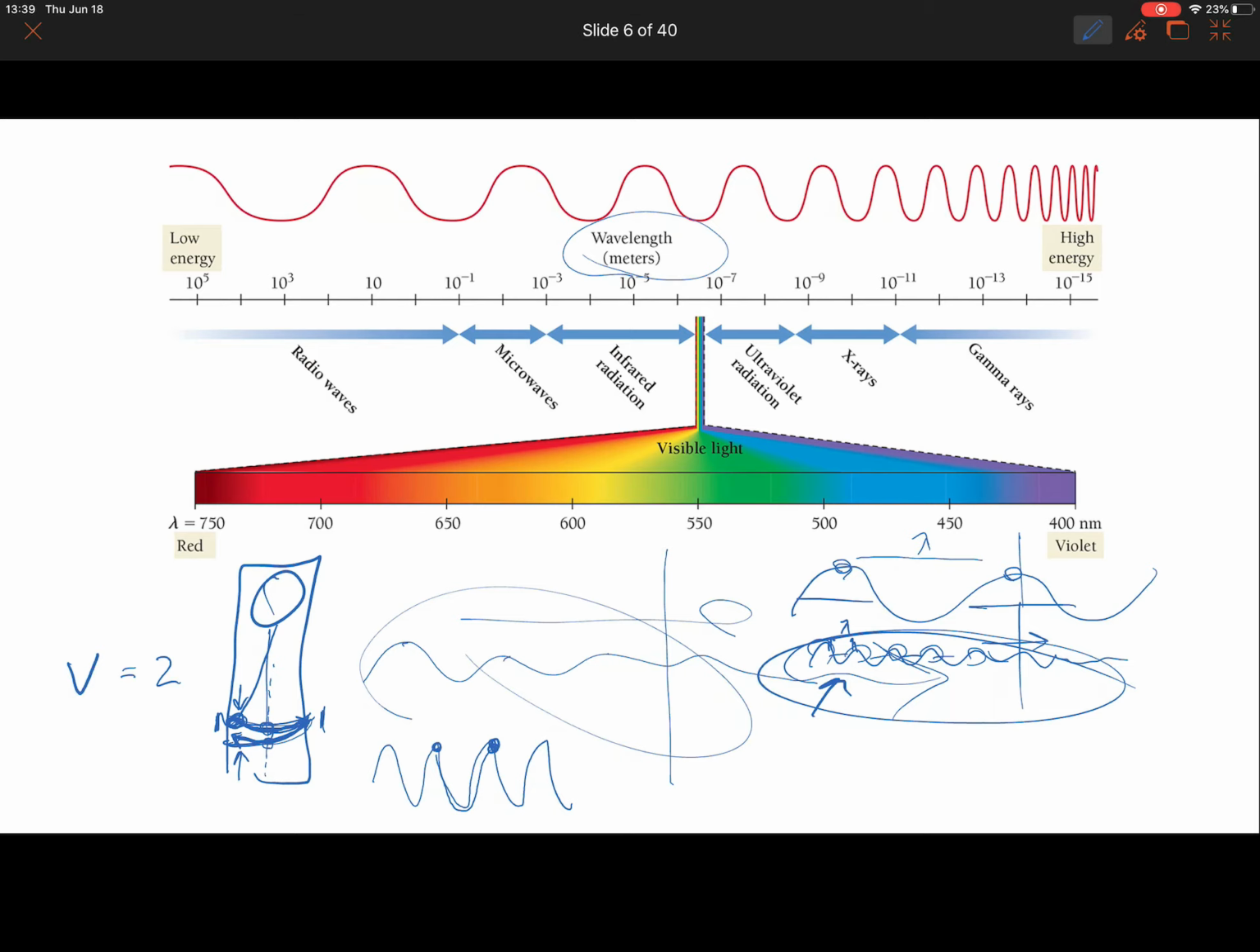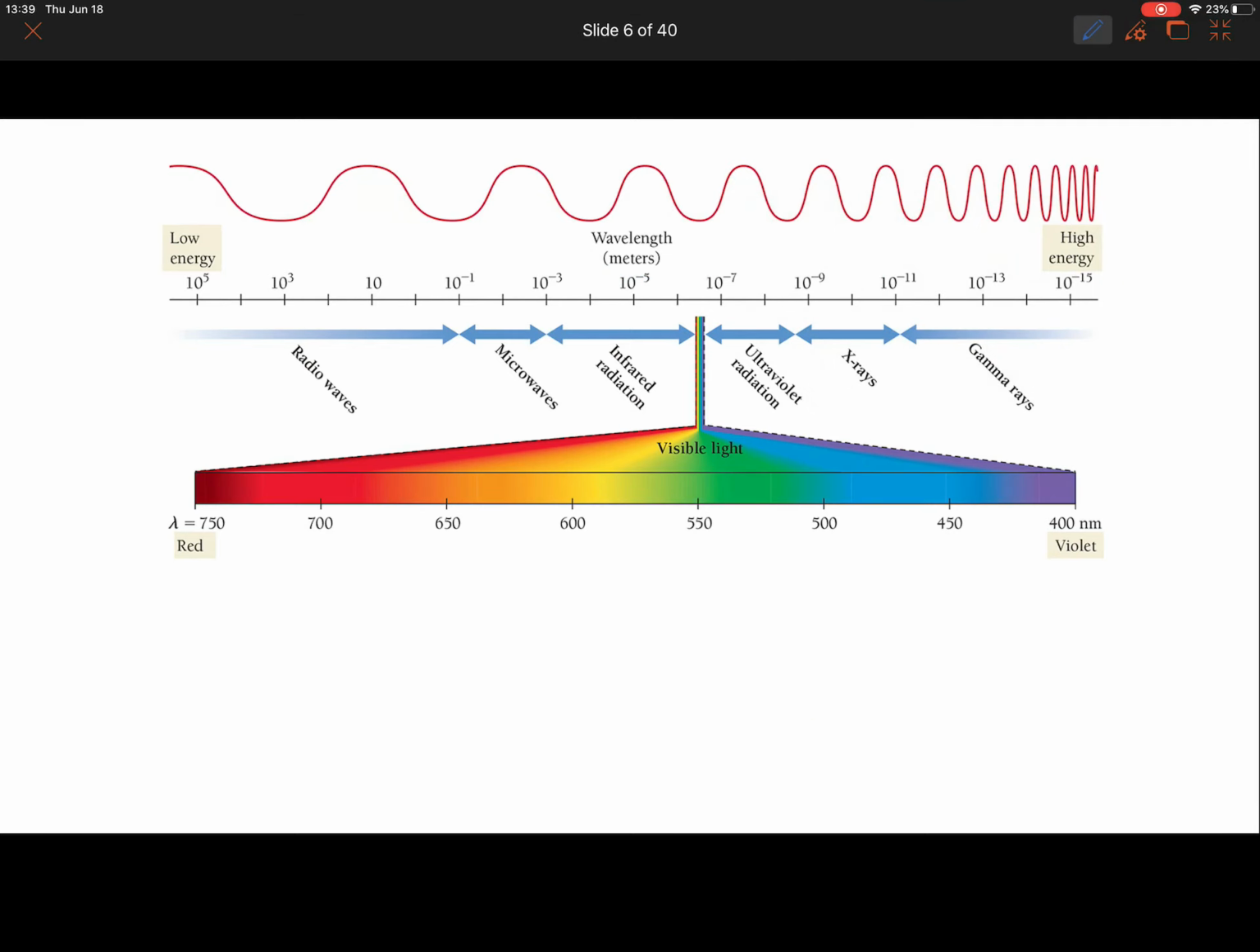So look at this diagram then. On this side, we've got high energy, which means that we have low wavelength, right? Short distances, and we have high frequency. And on the other side, where we have low energy, we have high wavelengths, really big wavelengths, and that gives us low frequencies.